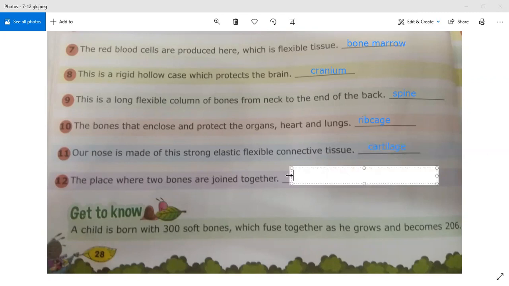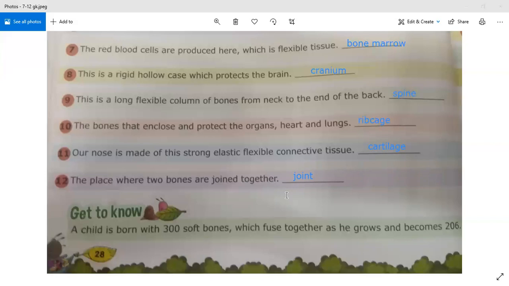Okay. Now, the 12th one is very simple. The place where two bones are joined together has a very simple name. Its name is joint. Okay. So students, we have discussed these 12 fill-ups. Use a pencil to write down all the answers in your GK books. Learn them by heart, and don't learn them only for examination purposes. Learn them to enhance your knowledge.